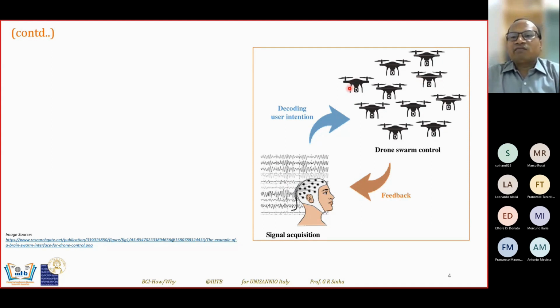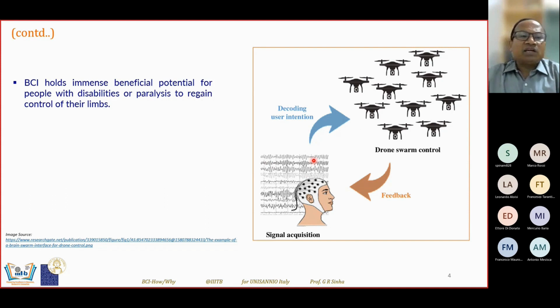Even if you want to get some feedback about the monitoring of these drones, the movement of the drones, is there some issue related to surveillance, the intrusion, something like that. The drones are deployed these days in the border areas wherever there is a conflict between two countries, two nations. There also this kind of application is being attempted. So BCI has immense benefit for people with disabilities.